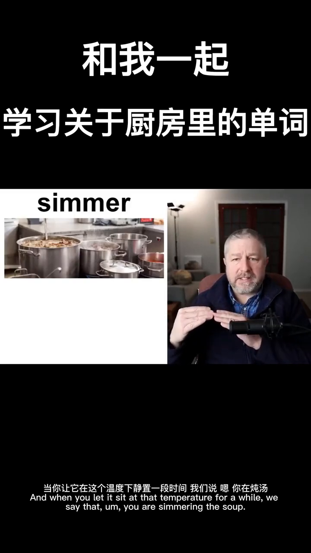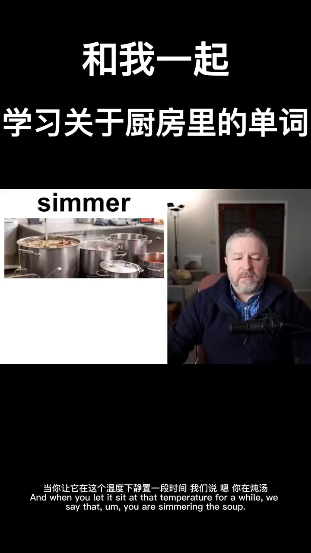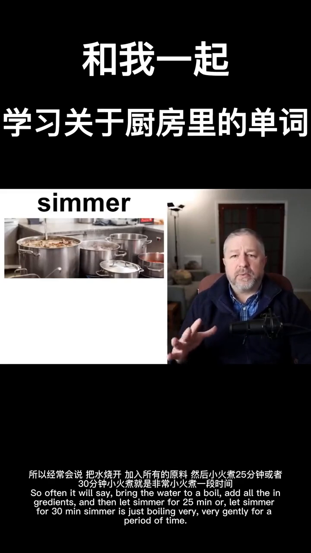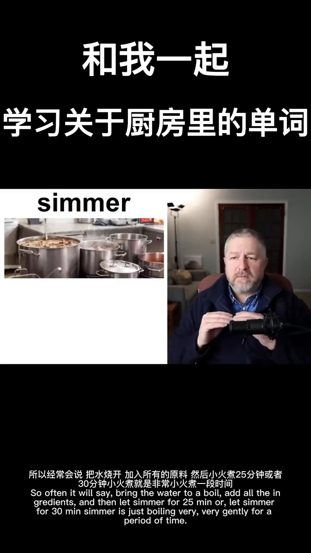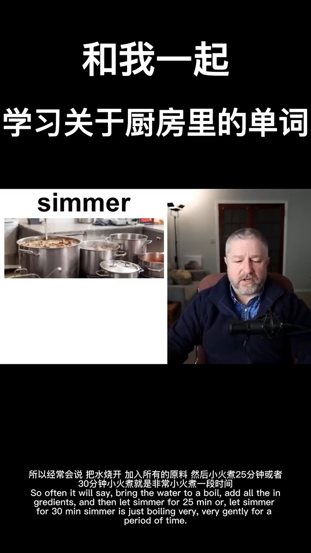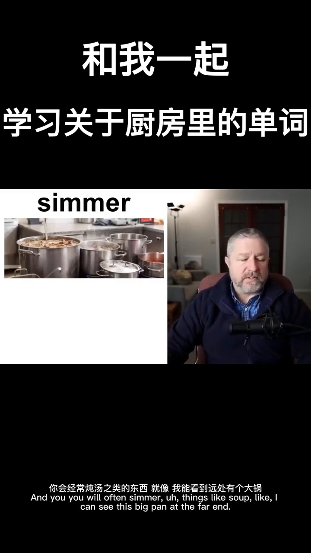And when you let it sit at that temperature for a while, we say that you are simmering the soup. So often it will say, bring the water to a boil, add all the ingredients, and then let simmer for 25 minutes or let simmer for 30 minutes. Simmer is just boiling very, very gently for a period of time. And you will often simmer things like soup.